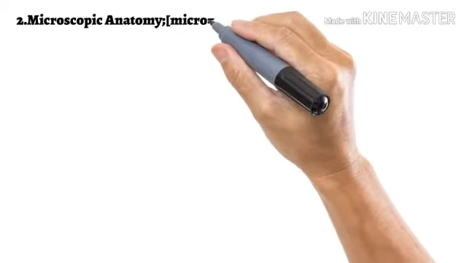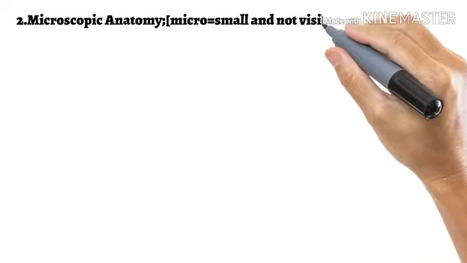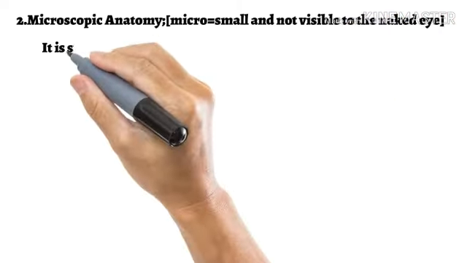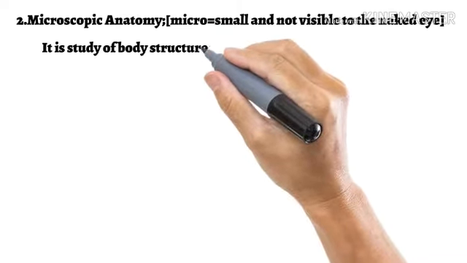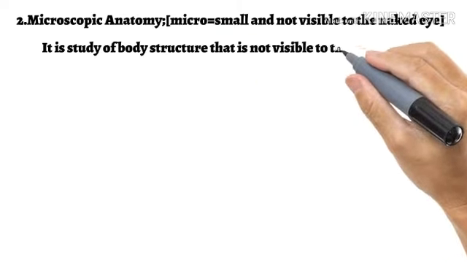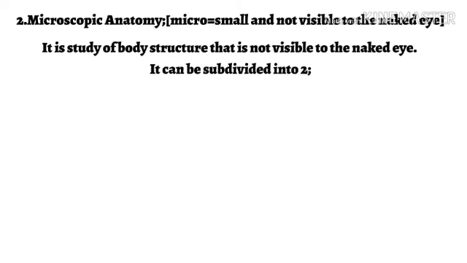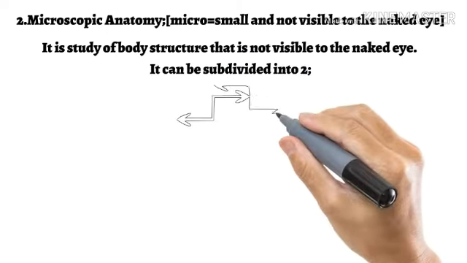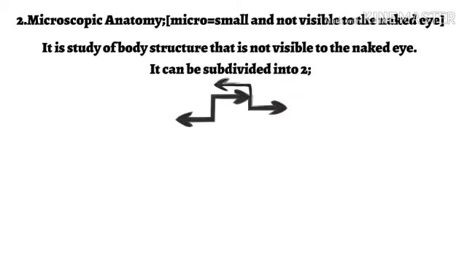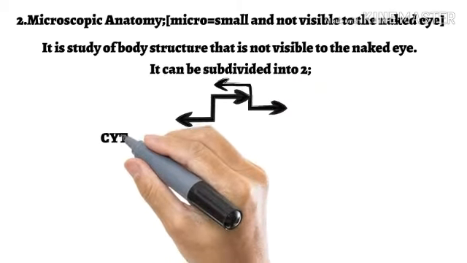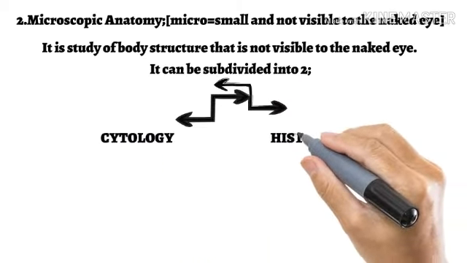The second branch of anatomy is microscopic anatomy. The word micro means small and not visible to the naked eye. So it is the study of body structure that is not visible to the naked eye. Simple. That's the definition. You can see it's very simple. It can also be subdivided into two. The first one is cytology, and the second one is histology.